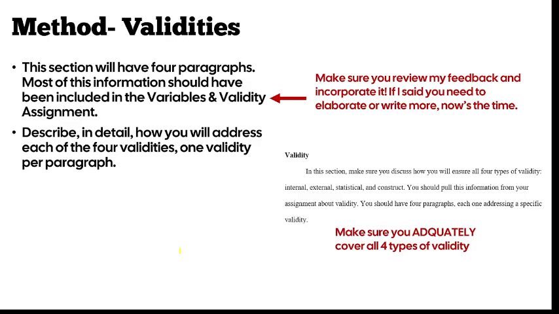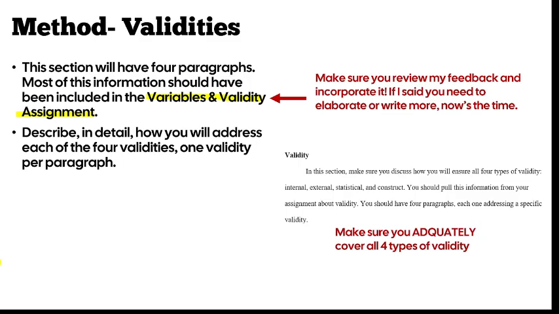Next, you're going to move into the validity section. This should be super easy. We covered this in the variables and validity assignment. Most of you guys, the only feedback that I had for that was that you didn't write enough. Some of you guys wrote 1 sentence about, I'm going to make sure it's statistically valid. That wasn't enough. You need to address them in detail.